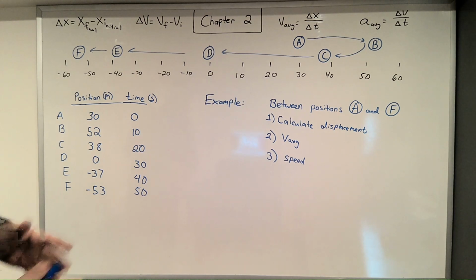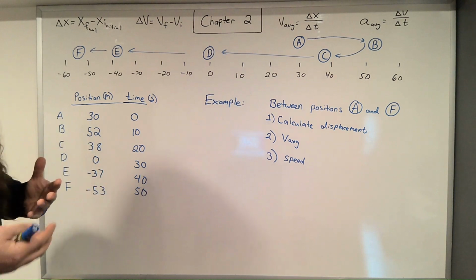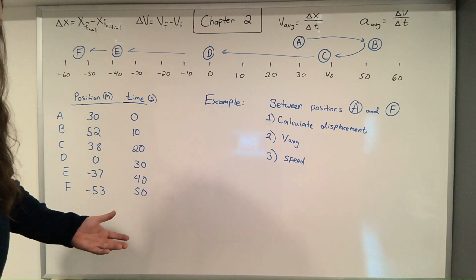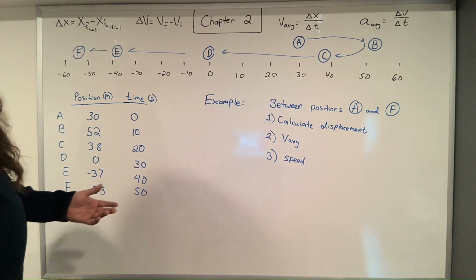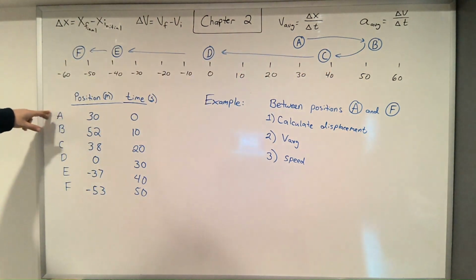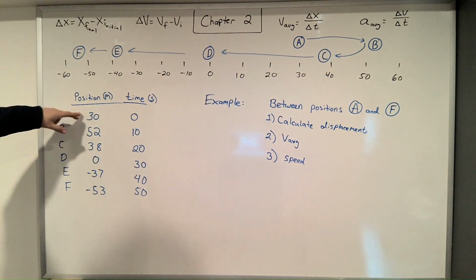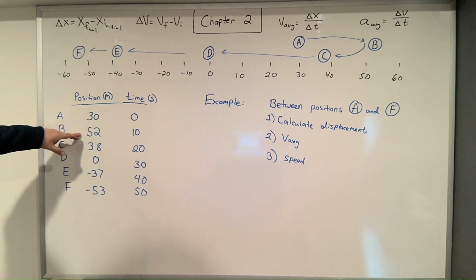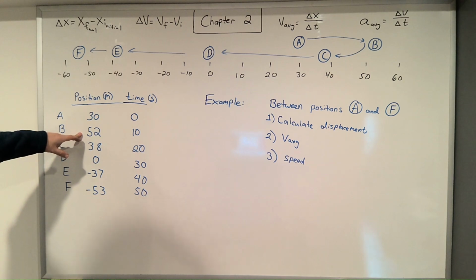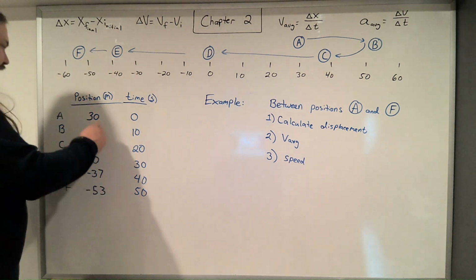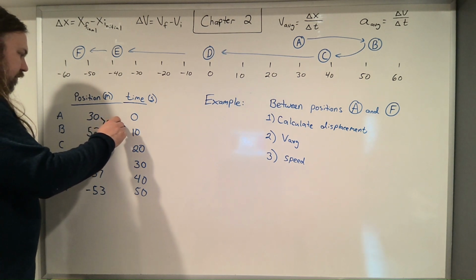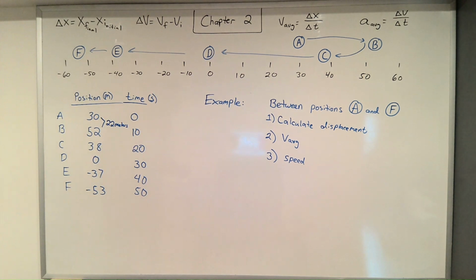Okay, so how do we find displacement? So hopefully you're paying attention to the lecture notes. Displacement just means the total distance that was traveled. Okay, total distance that was traveled. Well, first it went from A and then it went to B. From point A to point B, it started at 30 meters and it went to 52 meters. So it gained 22 meters. Does that make sense? Okay, it went 22 meters.